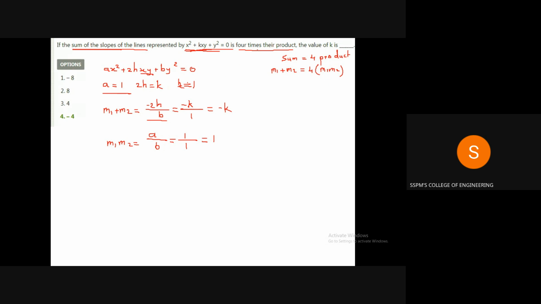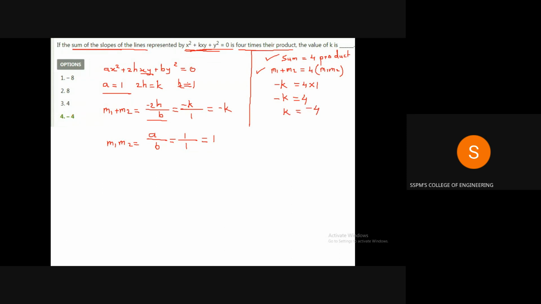But again, what is given in the example? The sum of the slopes is 4 times their product. That means m1 plus m2 is equal to 4 times m1 m2. So what is m1 plus m2? It is minus k, and 4 times m1 m2. What is m1 m2? We just found it out. It is 1. 4 into 1 is 4. So minus k is equal to 4, that is, k is equal to minus 4.